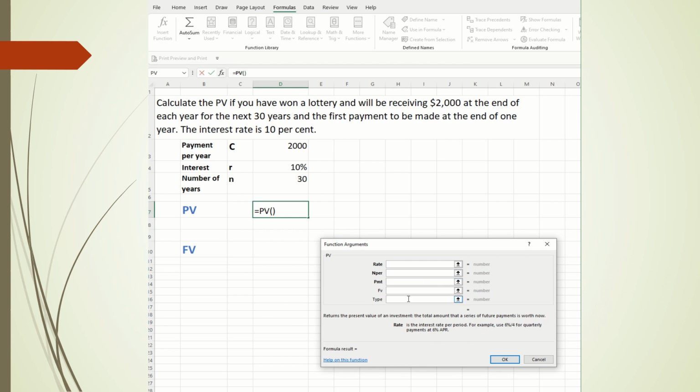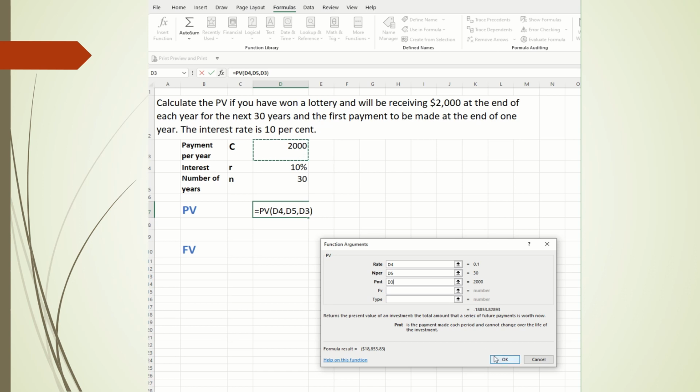When this dialog box opens up, we need to select rate. Rate is 10%, nper is the number of periods, which is 30, and PMT, which is the payment made at the end of each period, which is 2000 in our case. So 2000. And now you can see the answer right here in the dialog box too. Okay, but the sign is negative here because Excel considers the PV function as a loan or an investment. Hence, it results in the sign being negative, which is opposite to the sign of the payment.